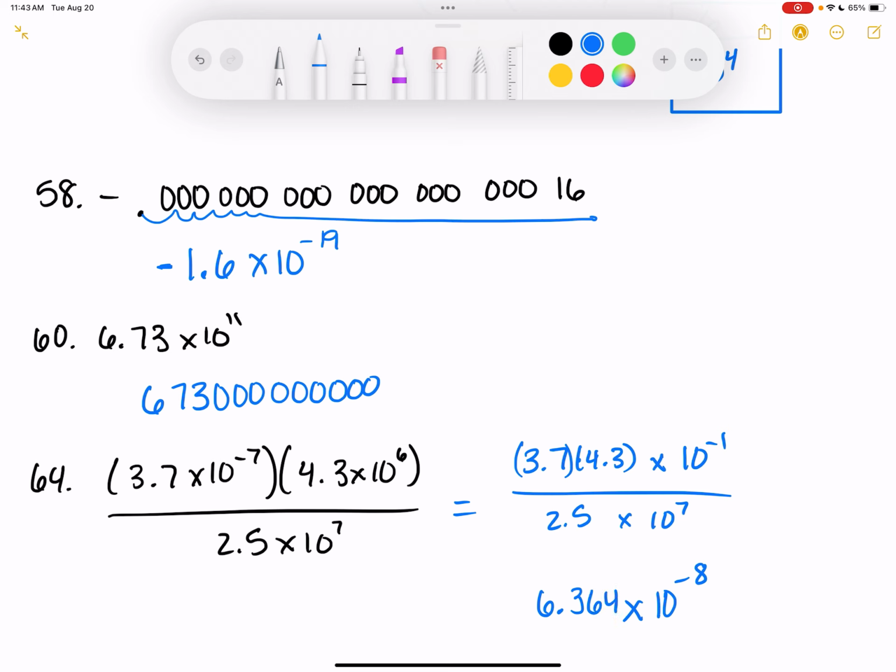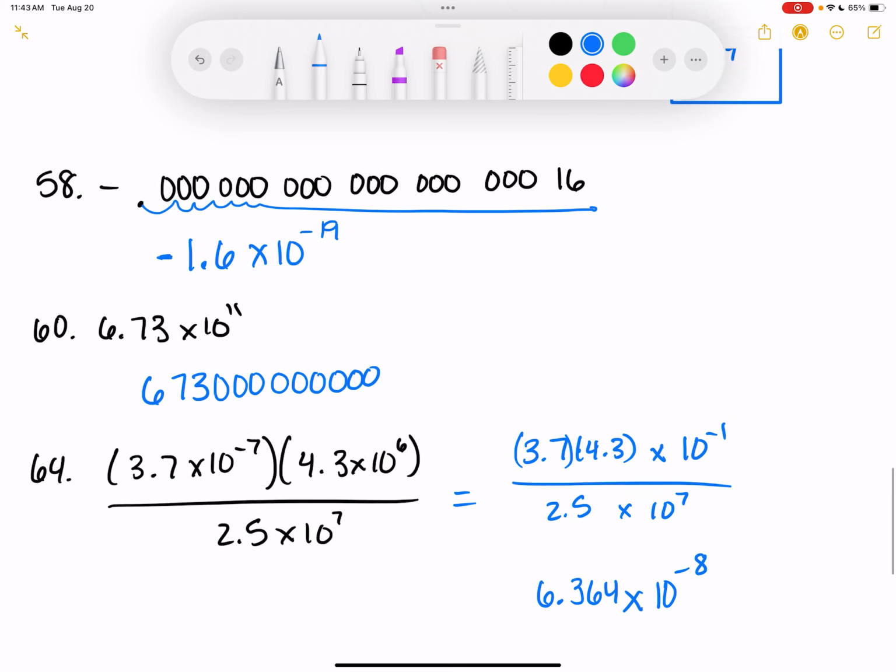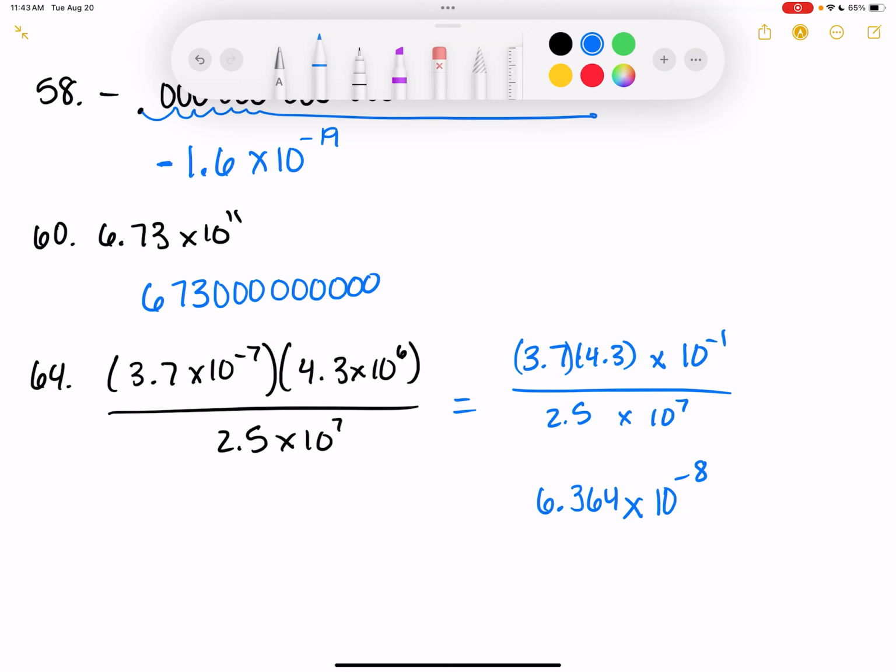6.364. With scientific notation, we typically only want one decimal place, more in keeping with significant figures. If you left it like that, that's fine, but I would also take it like this, 6.4 times 10 to the negative 8, because that would technically be significant figures with scientific notation. But this isn't a significant figures class, so I won't take off if you don't do that.